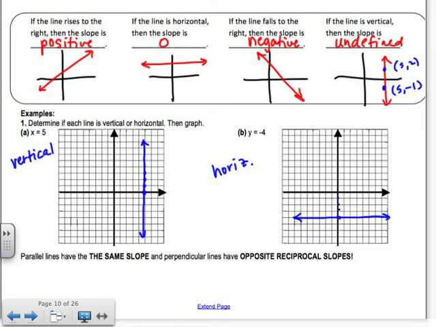Okay. Parallel lines, so we talked a little bit about parallel and perpendicular. Parallel lines have the same slope. Perpendicular lines have opposite reciprocal slopes. So same slope, so one of them would be like 2, the other one would be 2. Opposite reciprocal, if one is 2, the other one is -1/2, because 2 is really 2/1. So when you take the reciprocal, you flip it over, so 1/2, and then you change the sign. So if one's positive, the other one has to be negative.